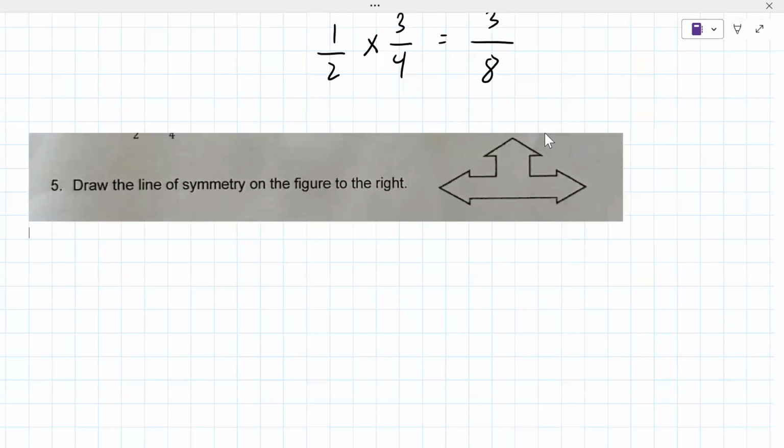Wait. Did you do number 5? I'm sorry. Oh, sorry, no, I did not. Yeah, I need you to do number 5. And the reason is I don't want to just give you the answer. I want you to do your best. Draw the line of symmetry on the figure to the right. So would you just go right down the middle? Go ahead and draw something and then I'll draw the answer. I don't want to just give you the answer without a little attempt. So do you have something?